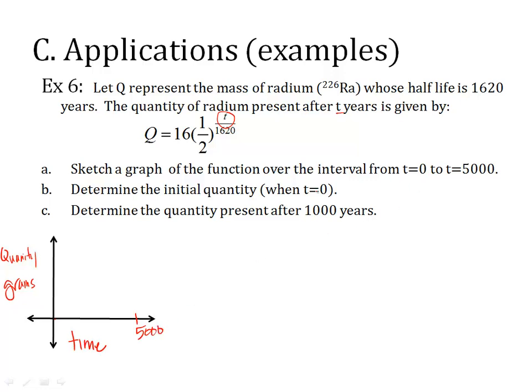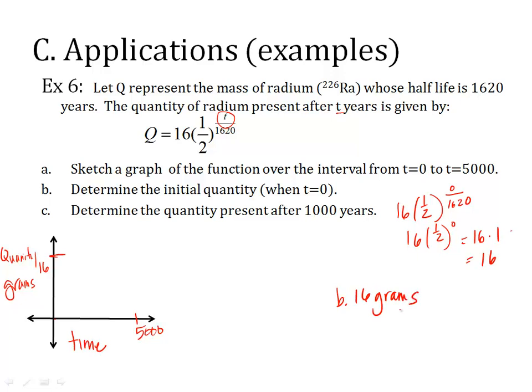Determine the initial quantity when t is equal to 0. Well, let's look at this equation. What happens if we put in a 0 over 1620? That's the same as 0, isn't it? What's anything to the 0 power? Anything to the 0 power is always a 1. So this is really 16 times 1, which means it's 16 grams. So at 0 time, it's at 16 grams. All right? So for part B, I would say it is 16 grams. A is obviously my graph.